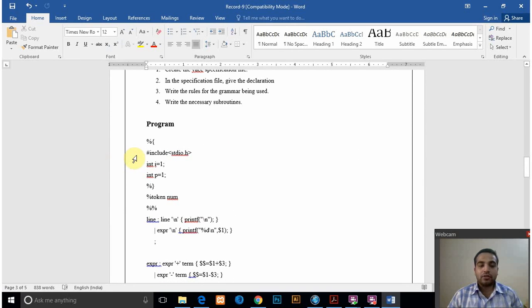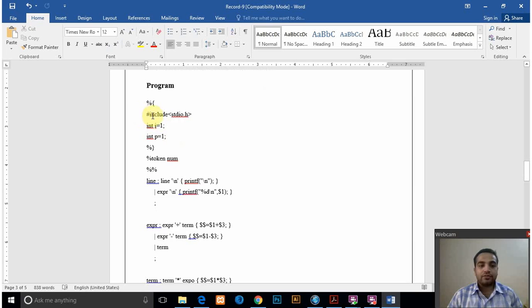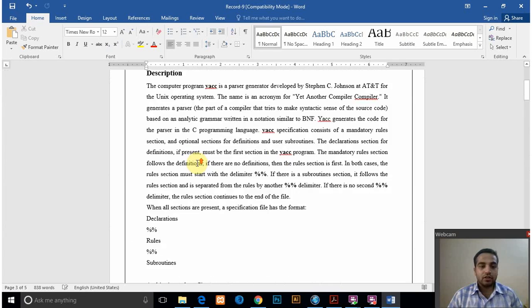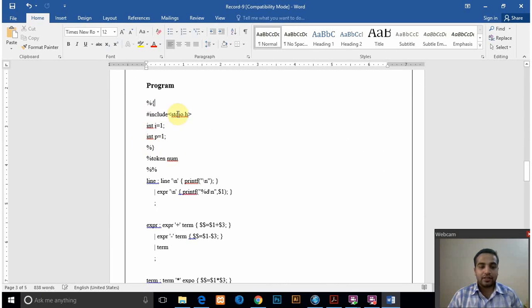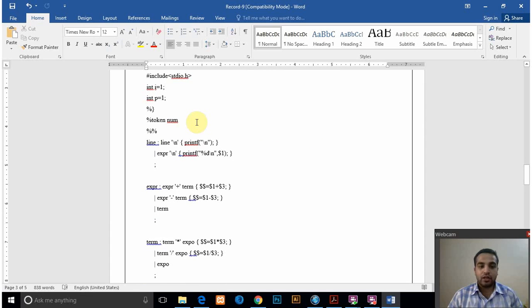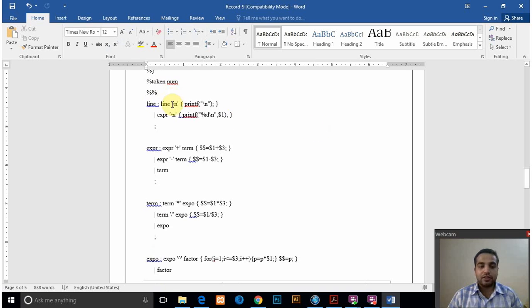For our program, we will be using the C language. So we have the three parts here: declarations, rules, and subroutines. First of all, we start with our declaration. We include stdio.h. We create two variables i and t, and assign both of them as 1. Next, we create a token with the name num. And after these two percentage symbols, that means now we will be writing our rules.